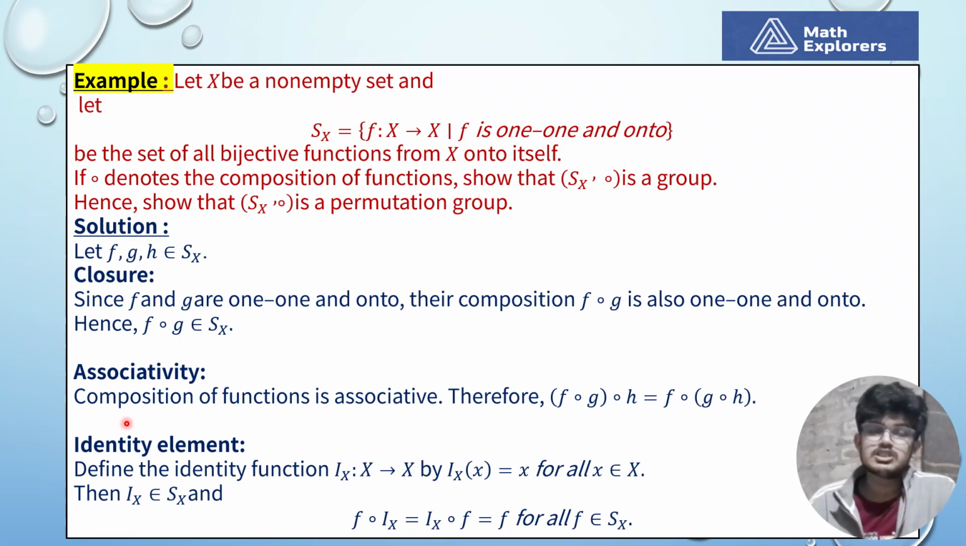Clear? Associativity. Composition of functions is associative. It is obvious. And identity element. Define the identity function ix from X to X by ix of x equal to x for all x belonging to X. Then ix is the identity element. Clear? It is obvious.